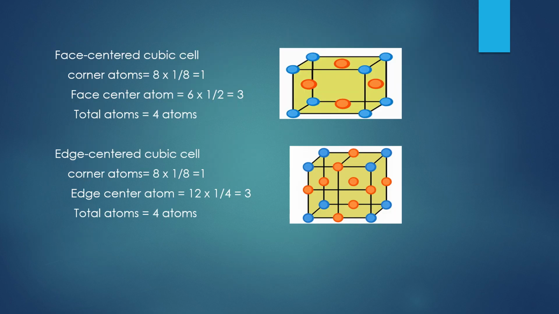In a face-centered cubic cell, corner atoms are 8 and the contribution is 1 by 8. Therefore, 1 is the number of atoms present in corners. The number of faces is 6. Its contribution is 1 by 2. The number of atoms present in faces is 3. Total atoms present in face-centered are 4. In an edge-centered cubic cell, the corner atoms are 8 and the contribution is 1 by 8. Therefore, 1 atom is present in the corner, and edge-centered atoms are 12 with contribution 1 by 4. Total 3 atoms are present on the edges. Total atoms are 4.